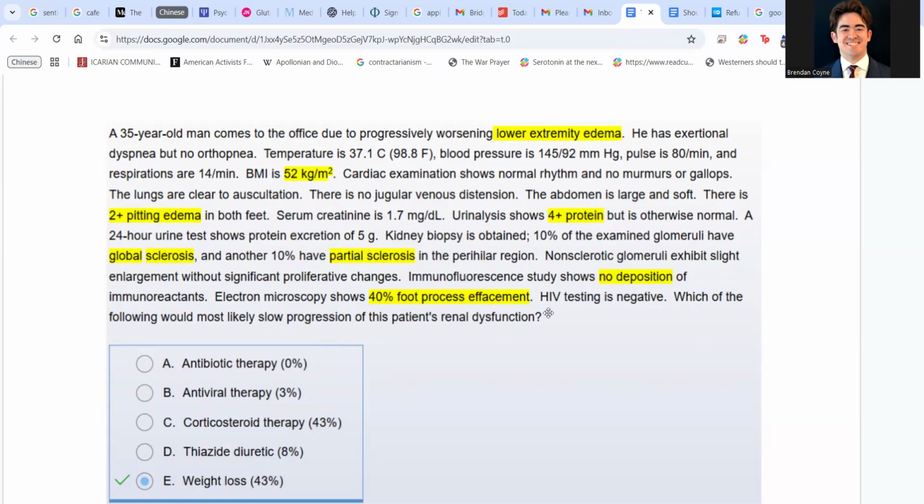His HIV testing is negative. Why do you think we would get HIV testing? Again, because that's one of the associations with FSGS. So we know that he's not HIV positive. Given that he has obesity and he's HIV negative, and there's no mention of heroin use here, it's safe to say, let's assume, that the obesity is the primary association with the FSGS in this case. And so the management of FSGS is supportive, treating the underlying cause. If the underlying cause is a high BMI, then the appropriate management will be weight loss.